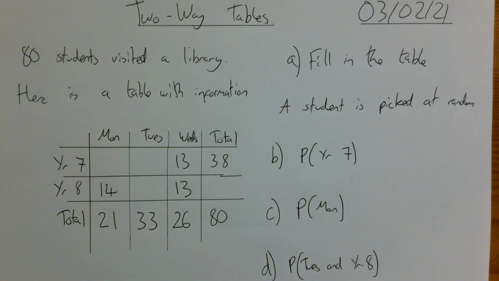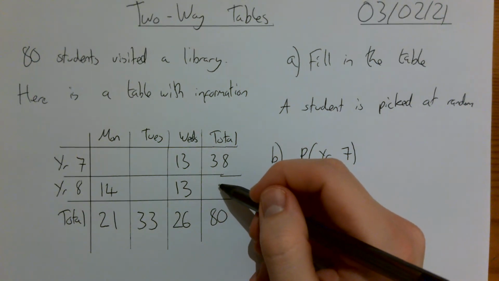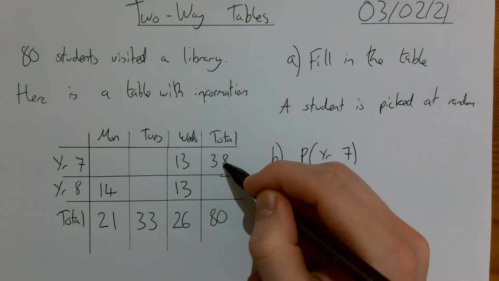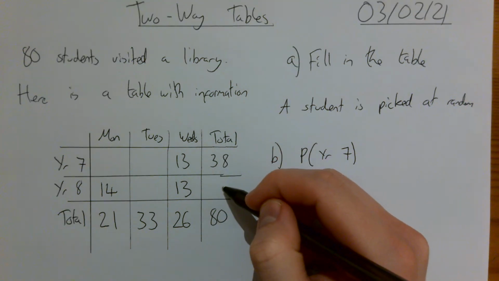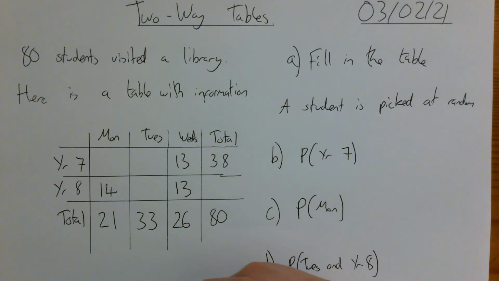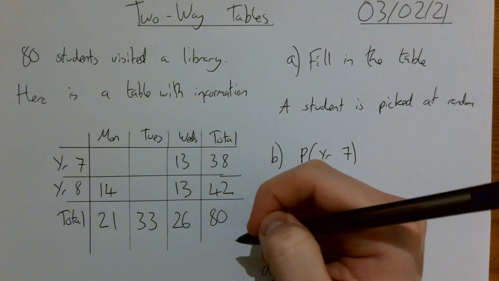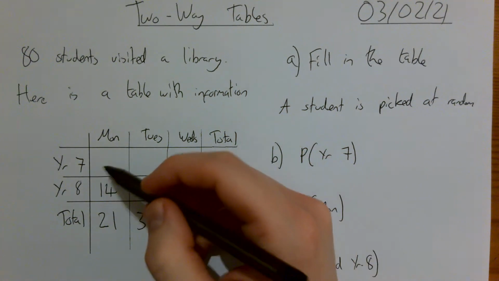Again, there's different boxes I could do now. I'm going to look at this box here. In total, there were 80 students. There were 38 in year 7. So in year 8, it must be 80 take off those 38 year 7s, which leaves you with 42 in year 8. I'm going to look at this one here now.